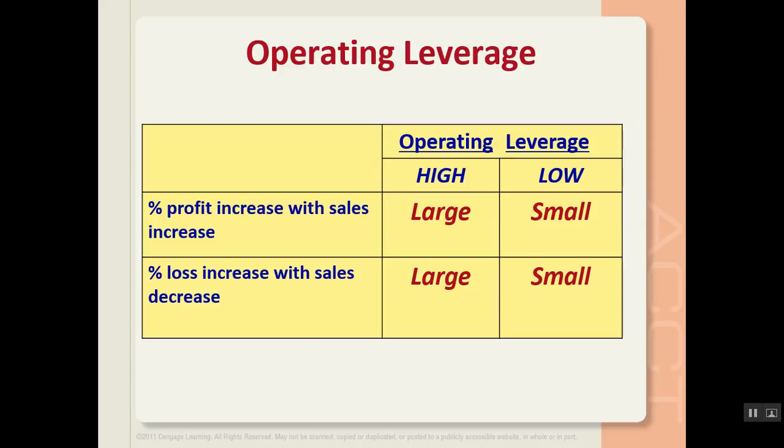So if a company's percentage profit increases with sales increase, a high operating leverage has a large swing and a low operating leverage has a small swing. And then the same with the percent loss for sales decreases. So when operating leverage is high, a change in sales results in large changes in profit. And on the other hand, when operating leverage is low, a change in sales results in small changes in profits.